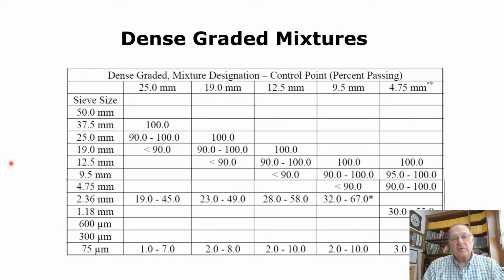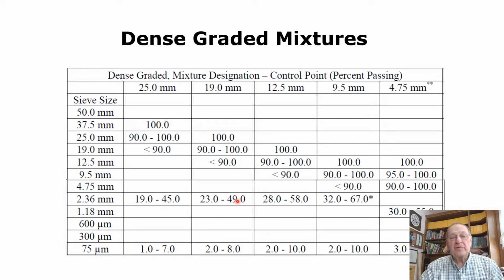In regards to gradation, from the specification, here is the gradation chart, and you can see that in our example of a 19 millimeter, it requires 100% passing the 25 millimeter sieve. Our blend has to have 90% to 100% passing the 19 millimeter sieve. The 12.5 millimeter sieve has to be less than 90% in our blend. There are no specific requirements for a 9.5 or 4.75 millimeter sieve size.